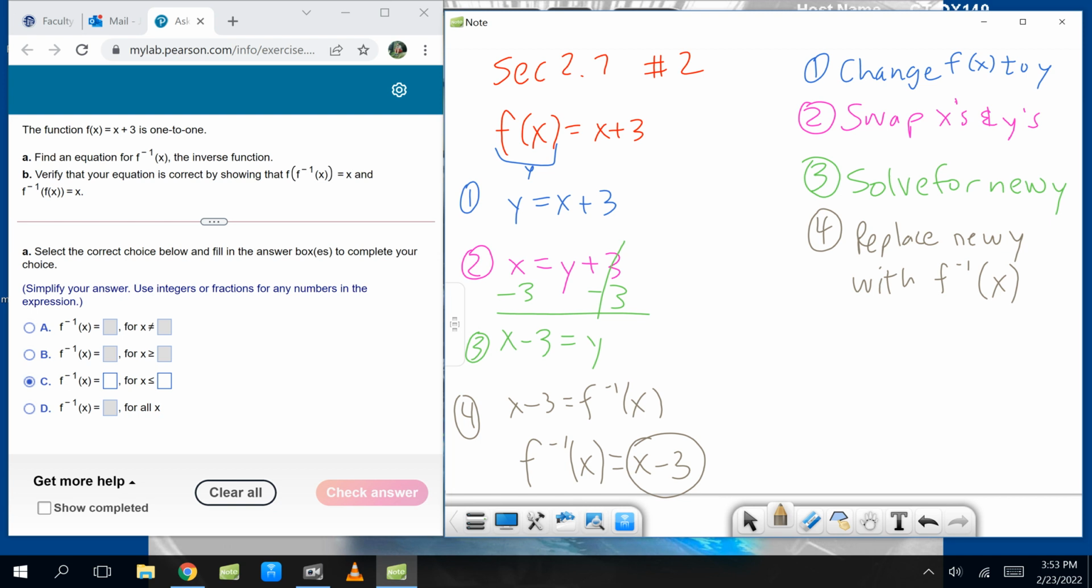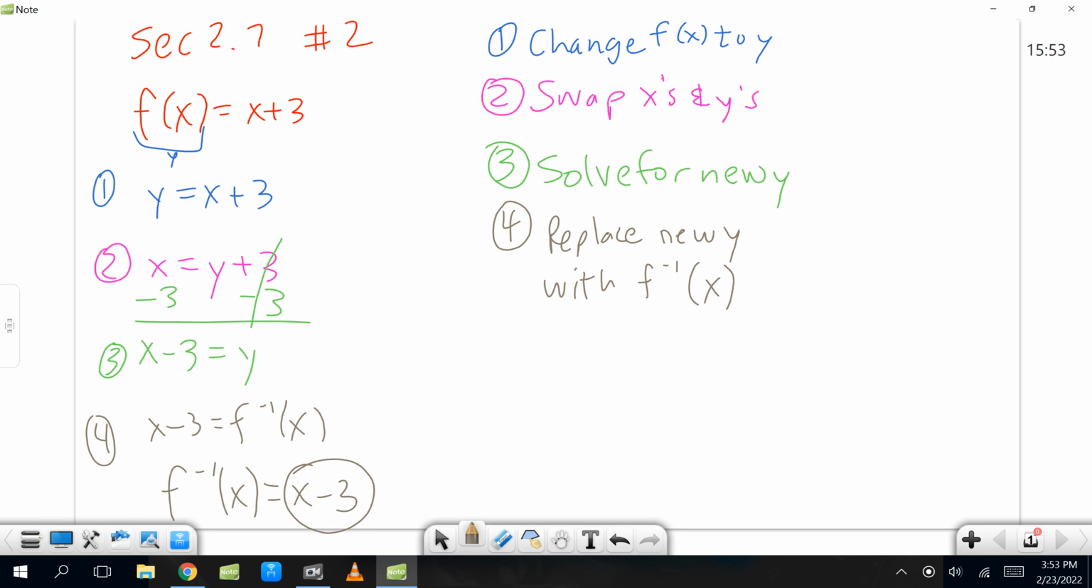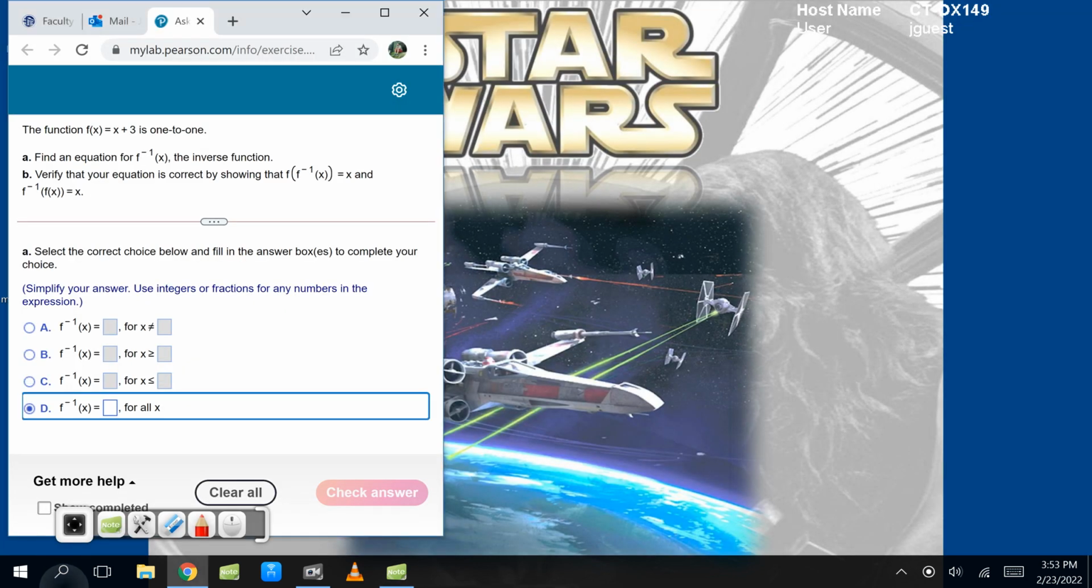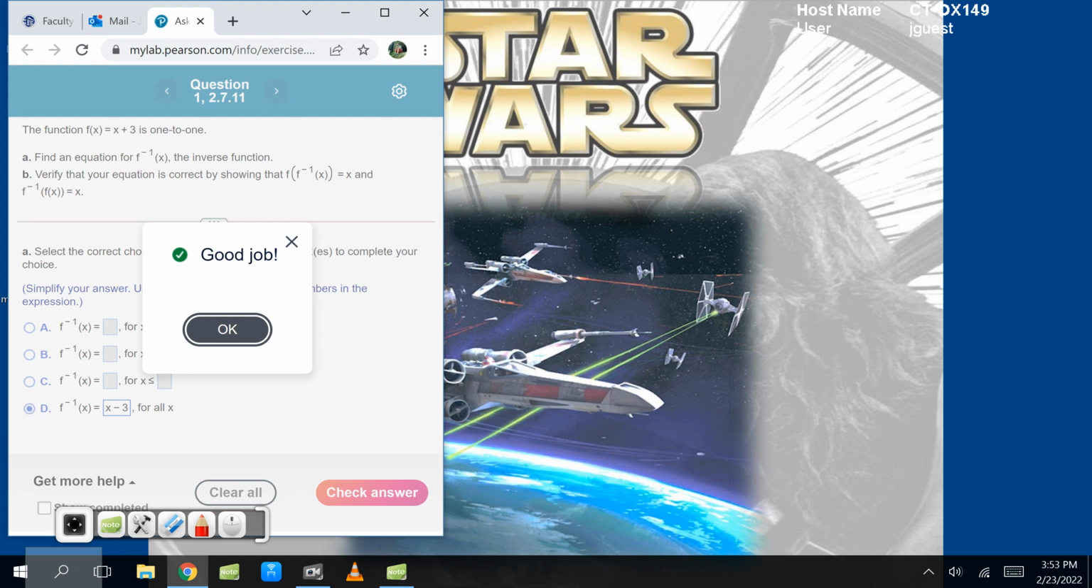So let's see if this thing will work and not go completely bonkers on me. Let me make this small again. I don't know what just happened. We're going to click in here to D, type in x minus 3, and we got it. Good job.